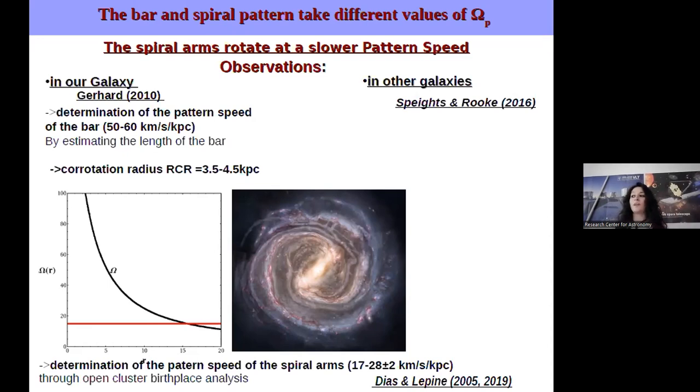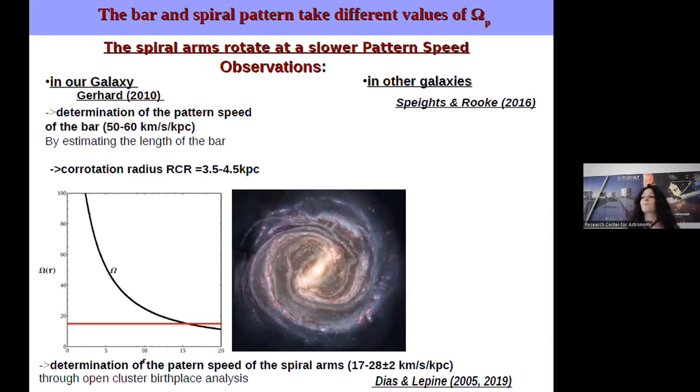Well, for the pattern speed of the spiral arms, people that analyze observational data apply another method. This method is called open cluster birthplace analysis. As most of us know, open clusters lie on the spiral arms of the Milky Way, our galaxy, and they consist of young stars. Through this method, we try to rotate these clusters backward in time along their orbits according to their own ages, using some models of local angular velocity. So we can determine the angle variation of the spiral arms, which can give us another pattern speed for the spiral arms.